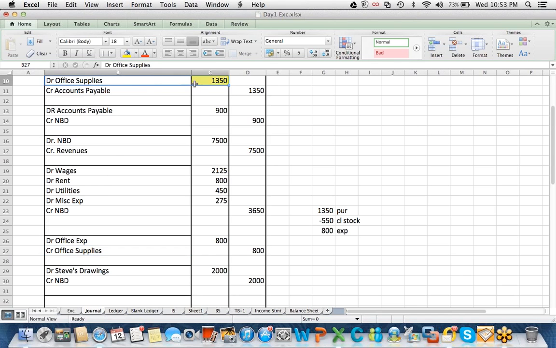Why? Because office supplies was debited by 1350, which will be reduced accordingly by crediting, based on the closing stock reported.